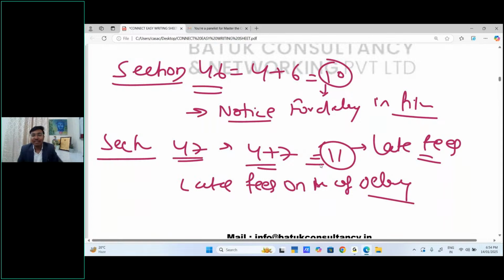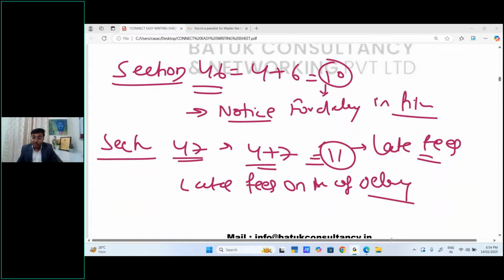Section number 47, 4 plus 7 is equal to 11. 10 was the due date to file the return, but if you do not file the return and you file it by 11, in such a scenario late fees will be imposed. So this section number 47 is related to late fees on account of delay in filing the return.